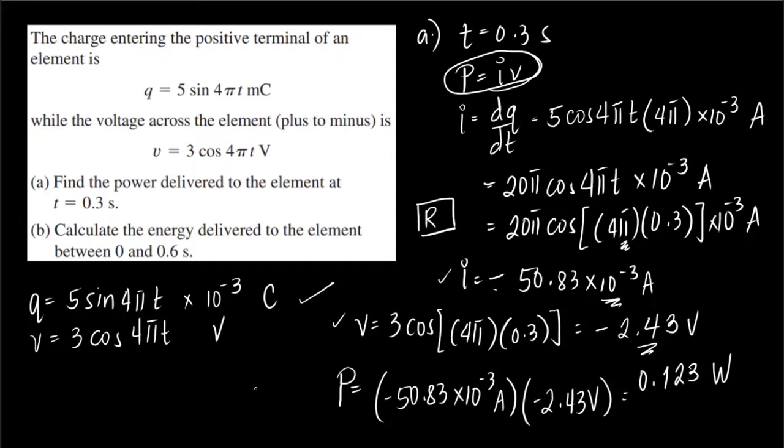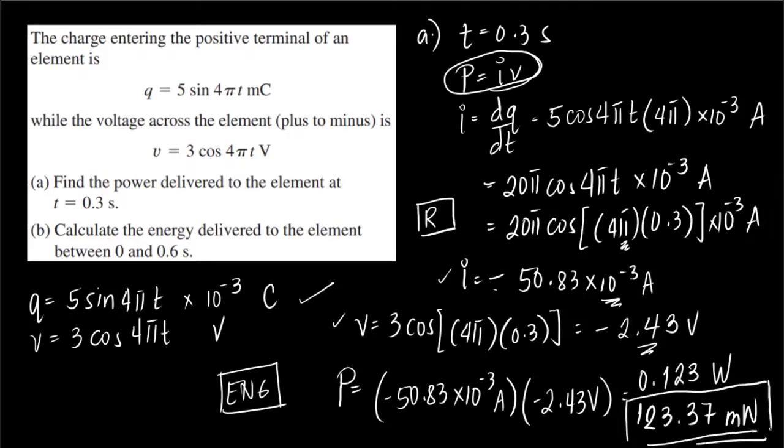You can press ENG on your calculator, or if you want, do it in your head with scientific notation: move 3 decimal places to the right to get 123.37 milliwatts. This one is a more accurate answer. So 123.37 milliwatts is our solution for part A to get our power.